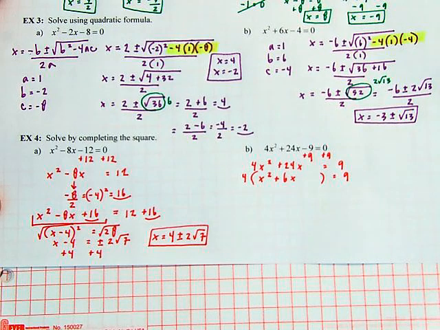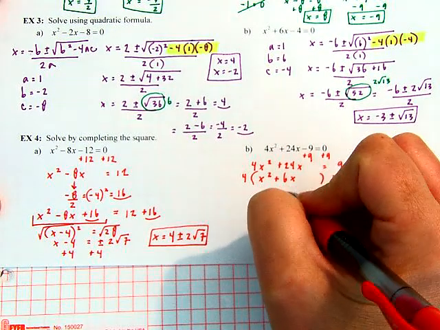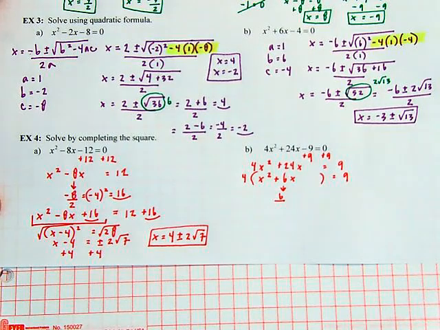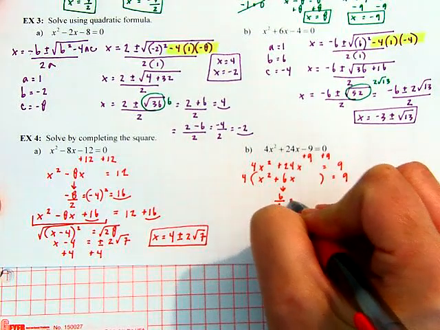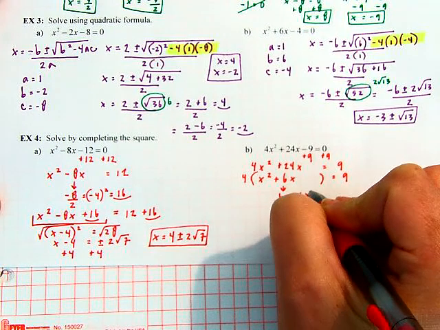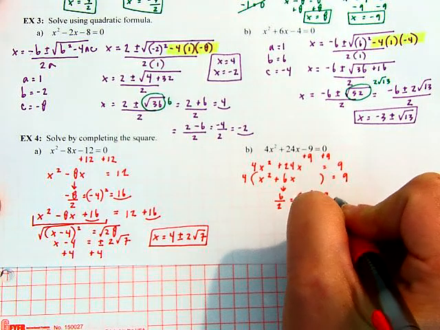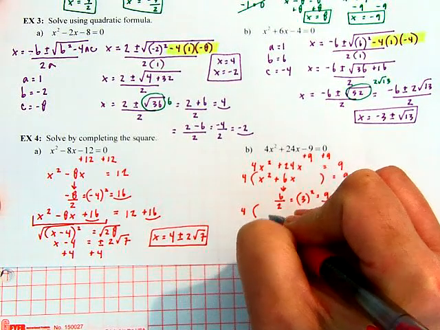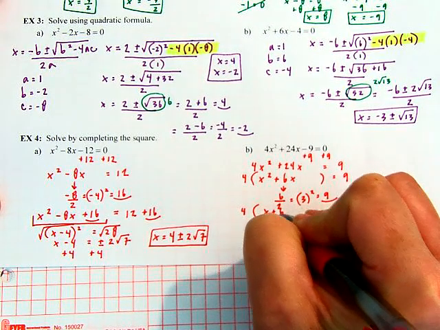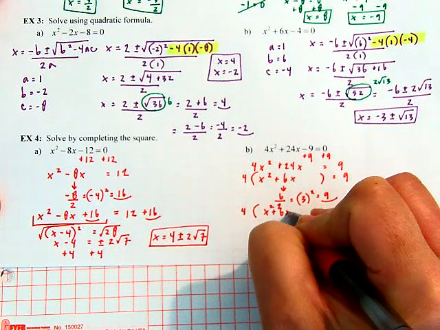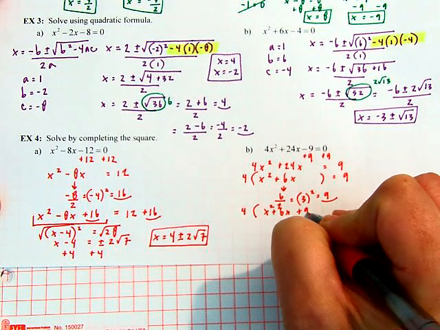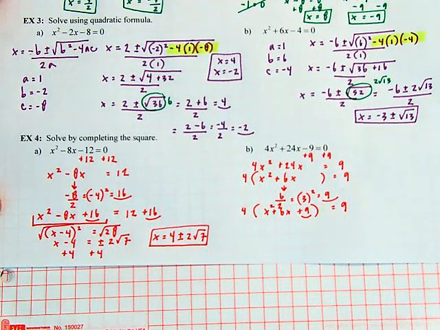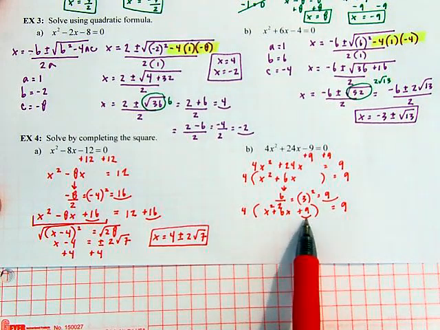Okay, so I divided out that 4. Now I have to do that same process of completing the square. I take that linear term, I take that coefficient of 6, I split it in half, that gets me 3. I square it, that gets me 9. So now what I have is 4 times x squared plus 6x plus 9, right? That's the new part, equals the 9 that was already there.